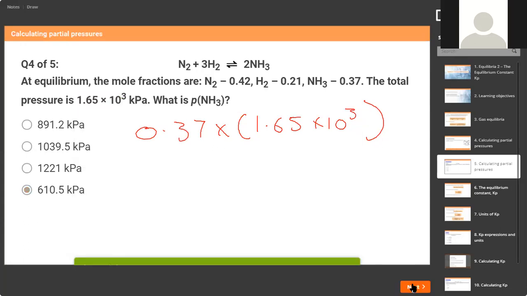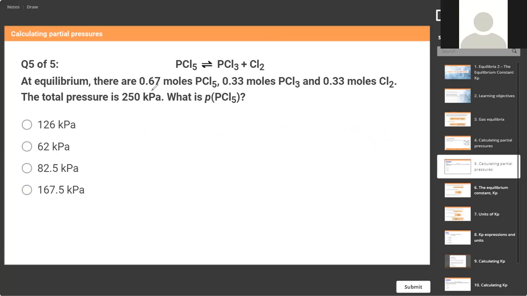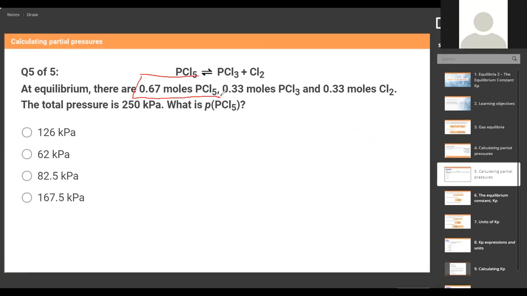And then the last question. So we need to work out our mole fractions. We've just been given our moles, so we need to work out our mole fractions and then our partial pressures. So we don't actually need to work out mole fractions for all of them, because we're just being asked the partial pressure of PCl5. So we've got 0.67 moles of PCl5. So that's going to go on the top, 0.67 moles of PCl5.